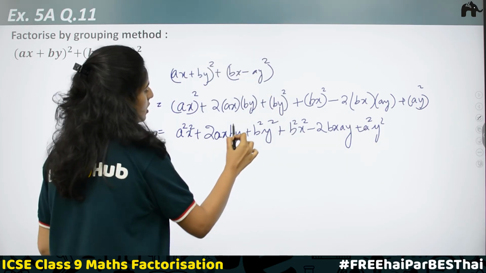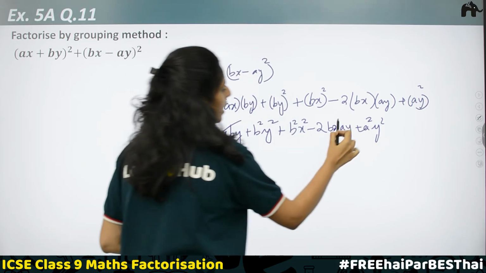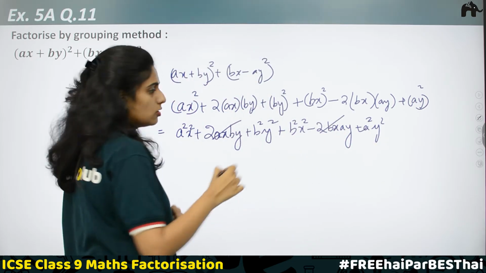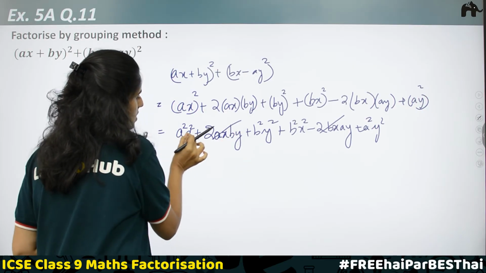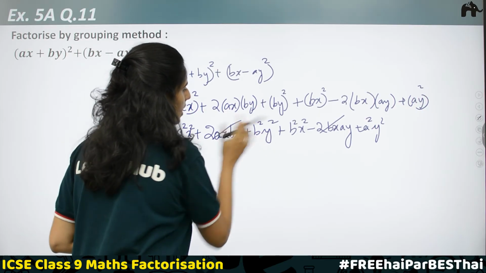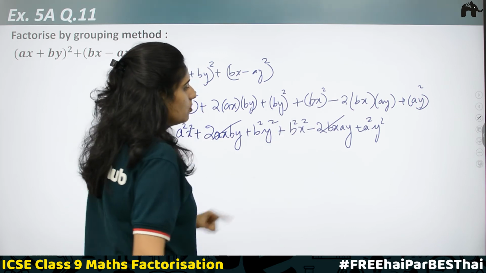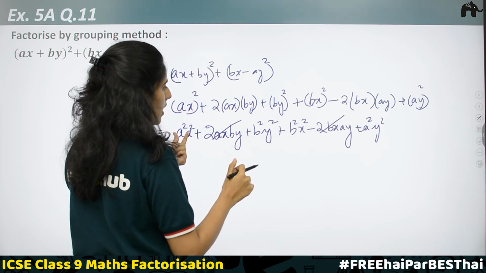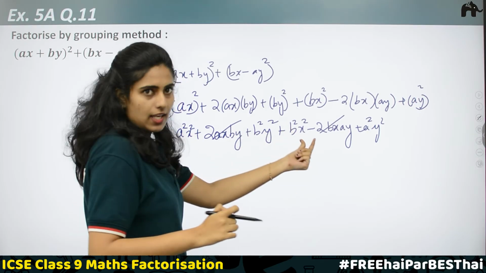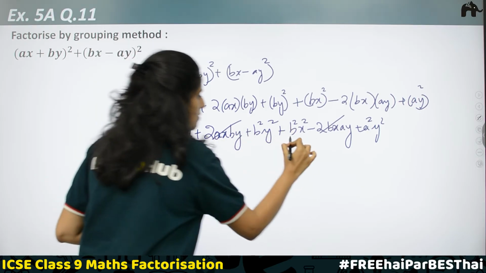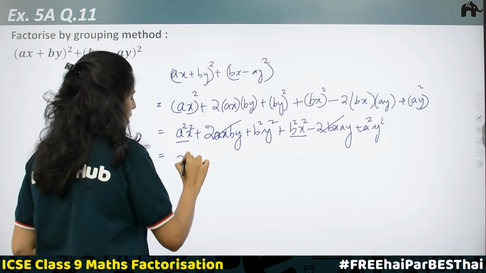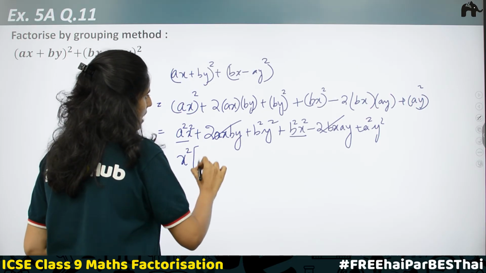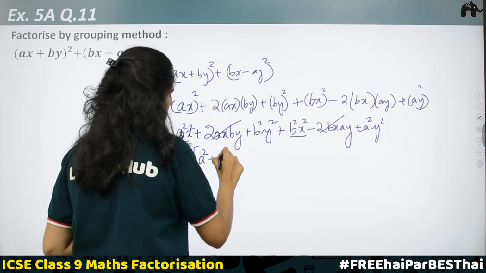So here you can see 2axby minus 2axby, so they can be cancelled. Then you have a²x², b²y², b²x², a²y². When you take a²x² and b²x², what is common? x² is common. So taking out x², you will be having a² plus b².